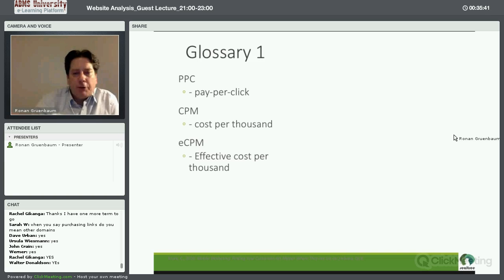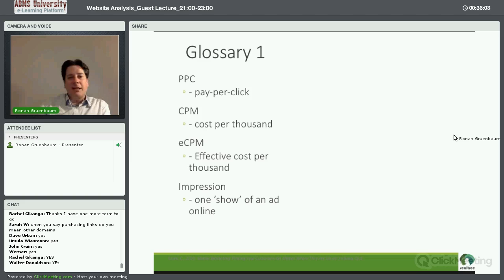Now, impression. This is one show of an ad online. So when I referred earlier to the CPM, this is cost per thousand for 1,000 impressions. So an impression is just one show of an ad online. This is a measure of exposure, not engagement. All you know is that people have seen your ad. They might not have taken it in at all, but they've seen your ad. So it's like the billboard in your high street. A click is obviously how many times a user has clicked on a link or clicked on an advert. It's a measure of engagement, not exposure.